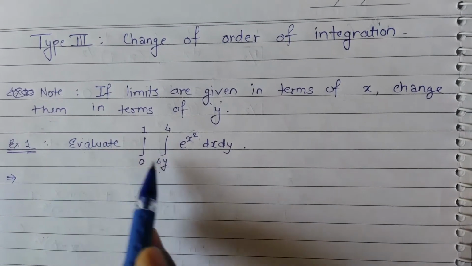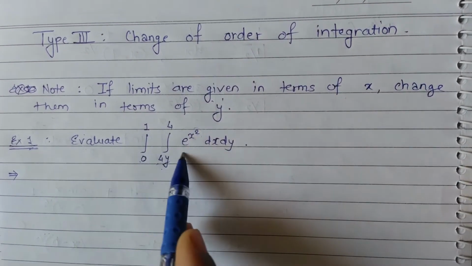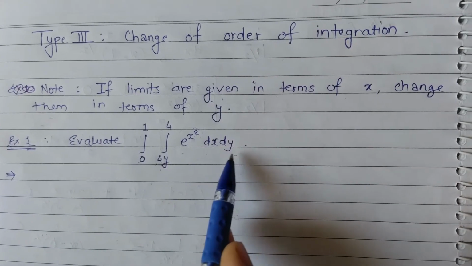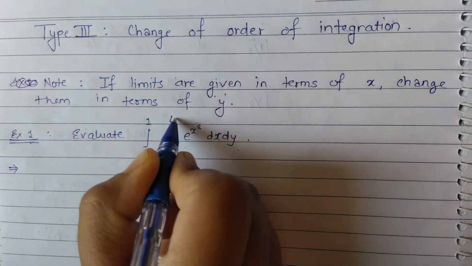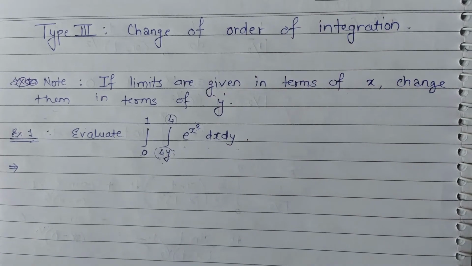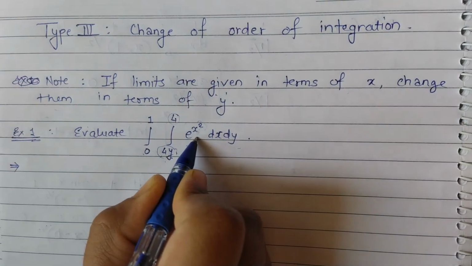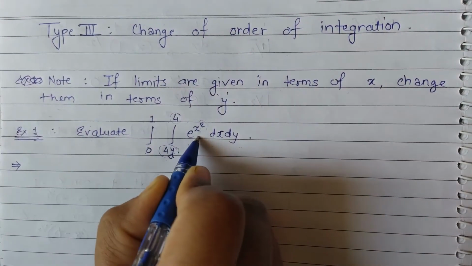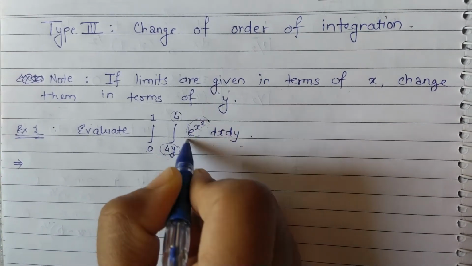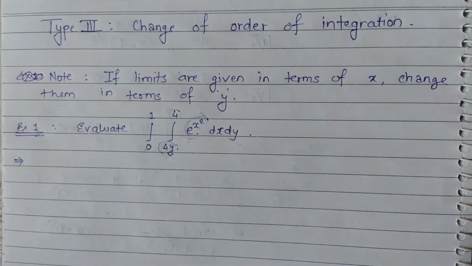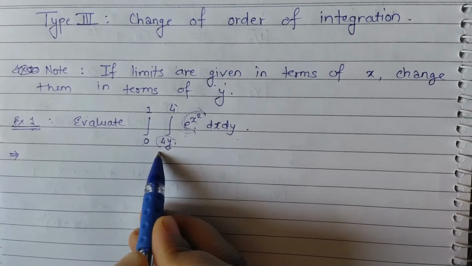What is the example? Evaluate the integral from 0 to 1, 4y to 4, e raised to x square dx dy. Now you can see here the limits of x are in terms of y, that means we need to integrate first with respect to x. But e raised to x square is quite difficult to integrate, right? So what we need to do here is change these limits in terms of y to limits in terms of x.